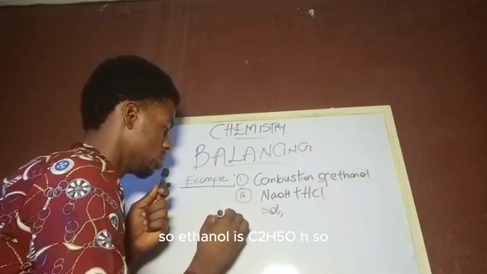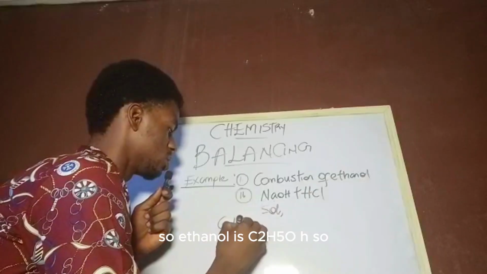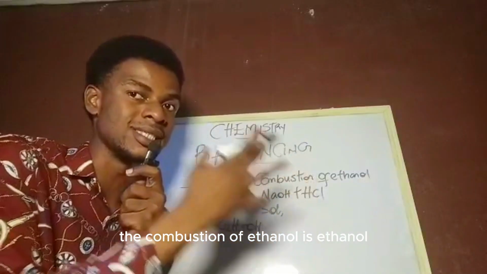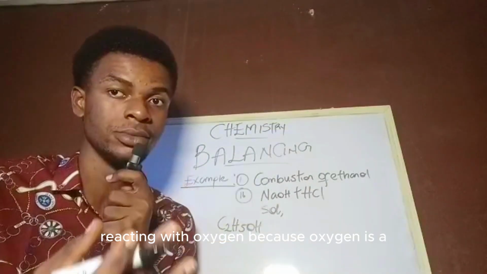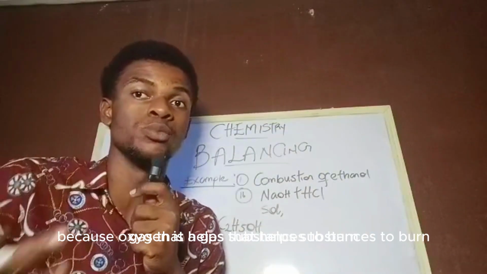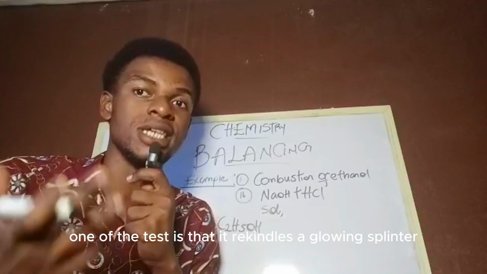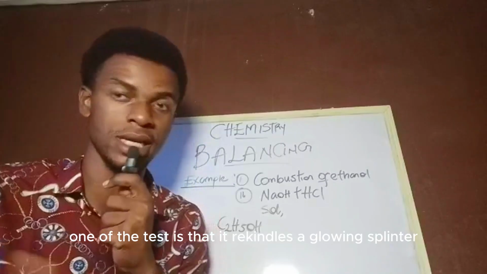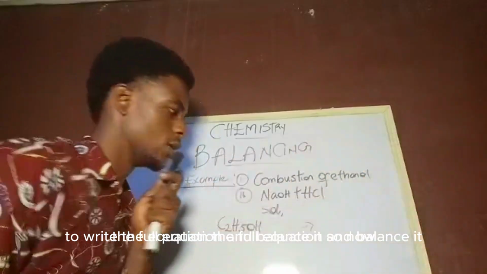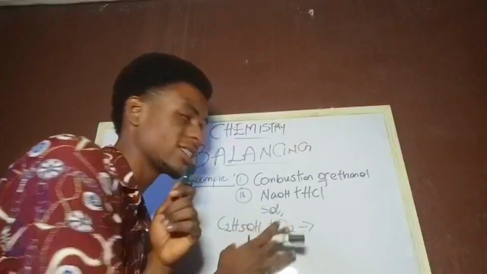So ethanol is C2H5OH. So the combustion of ethanol is ethanol reacting with oxygen, because oxygen is a gas that helps substances to burn. One of the tests is that it rekindles a glowing splinter. I'm going to write the full equation and balance it. So ethanol reacting with oxygen.